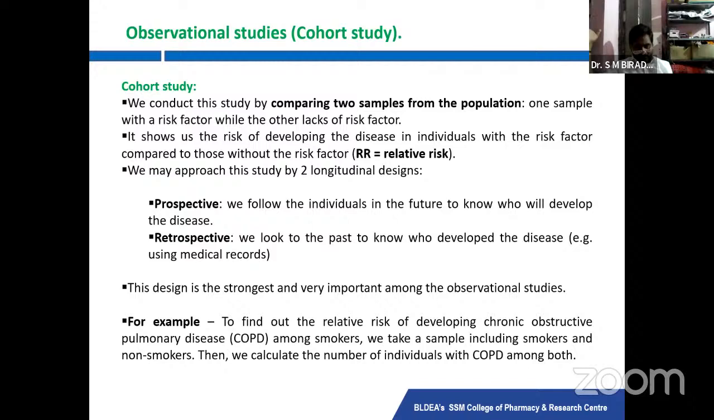When we calculate the number of individuals with COPD among both groups, we come to know immediately. When smokers develop COPD, it indicates that smoking is a risk factor for developing COPD. When non-smokers didn't get COPD, that indicates the risk factor is smoking. So this is how these two groups, one is the control group, another one is the risk group. When you compare these two groups, we come to know the relationship between the risk factors and developing the disease.